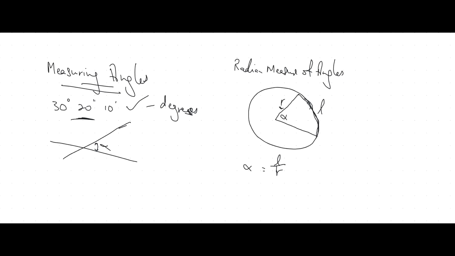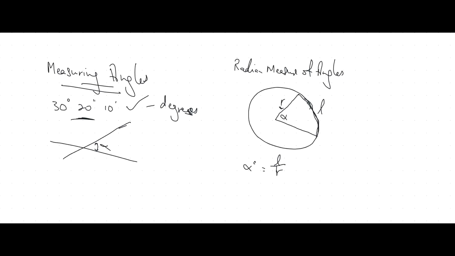And I think there's a symbol they use, a little c. I know you might think it's a little r, but it's a little c there. I don't know why they use a c rather than an r. Right? So this is another way of measuring angles.